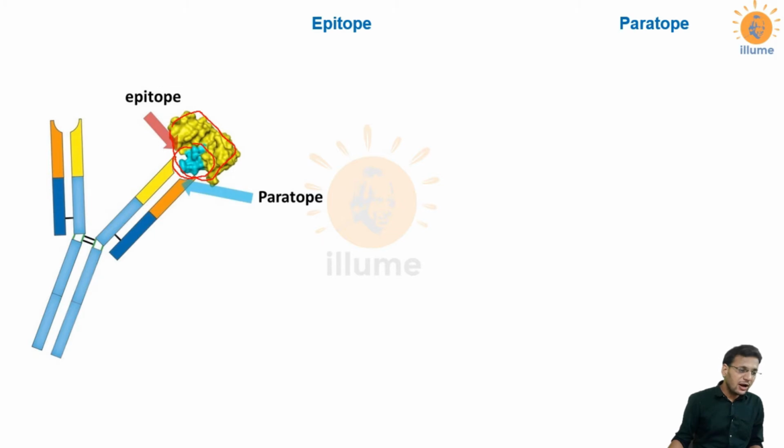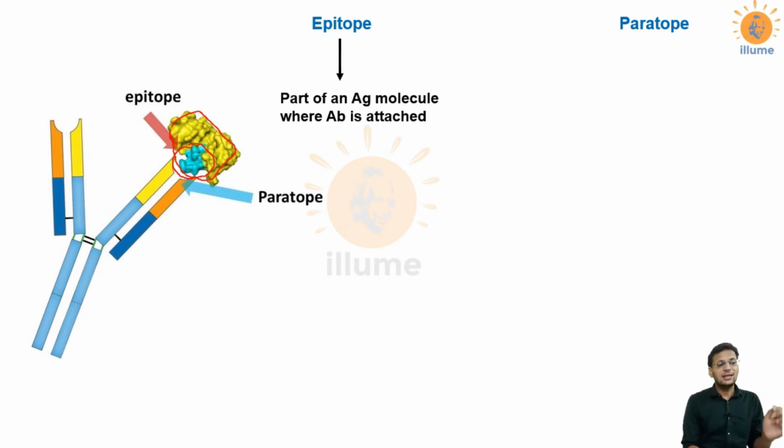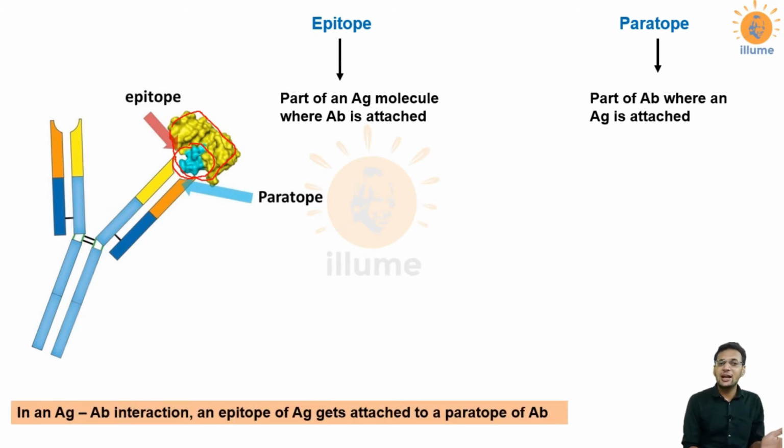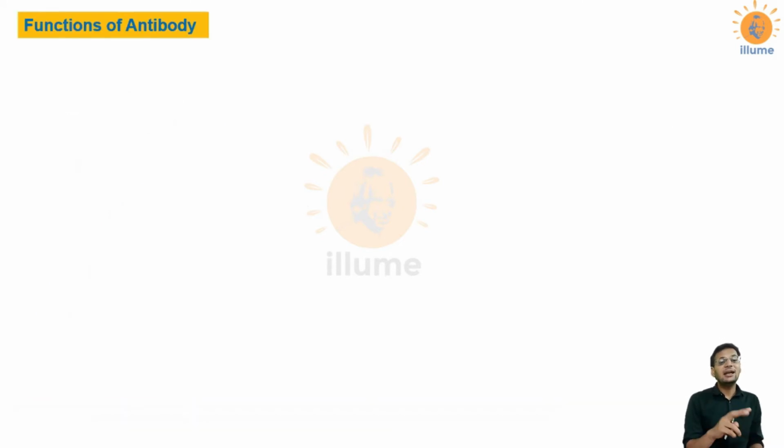Now this part of antigen, this blue part of antigen, would interact with the antibody. So the part of antigen that interacts with the antibody, that is attached to the antibody, is called epitope. Similarly, the part of the antibody which is attached to the antigen is called paratope. So basically an epitope attaches to a paratope. A paratope of antibody interacts with the epitope of antigen. The entire antibody and the entire antigen do not interact with each other. Antigen's epitope and antibody's paratope interact with each other.